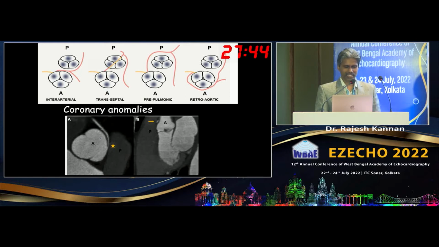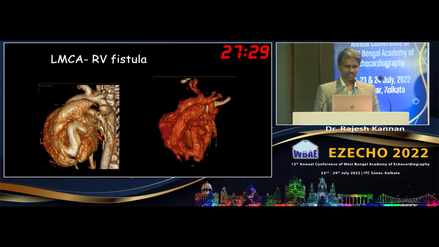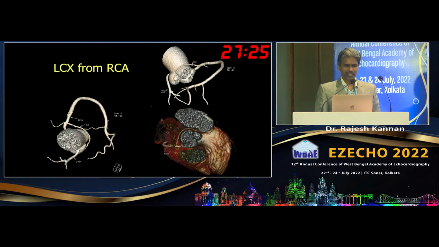And in this case, we can see that it's a malignant coronary artery where there is a tight stenosis as it runs between the aorta and the pulmonary artery. We can also assess the intramural course of the proximal coronary arteries. This is a case of left main coronary artery to right ventricular fistula. Aberrant coronary arteries can be assessed.